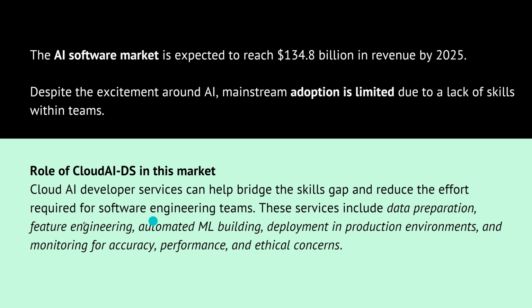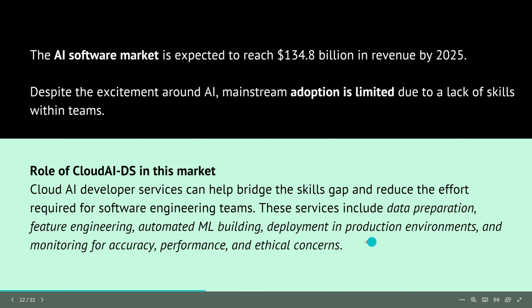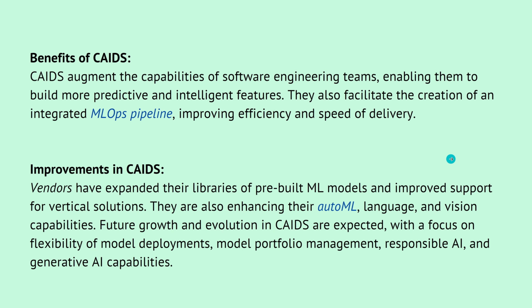So you start with data preparation, feature engineering, automated machine learning building, deployment here in production environments. You can choose multi-cloud, of course, monitoring for accuracy, performance, and even ethical concerns. And you must say, hey, this is great. So I have it here again for you. The benefits are, of course, an MLOps pipeline, speedy delivery, efficiency, solutions proven by some global corporations. Easy to handle, almost like an app you have on your iPhone.